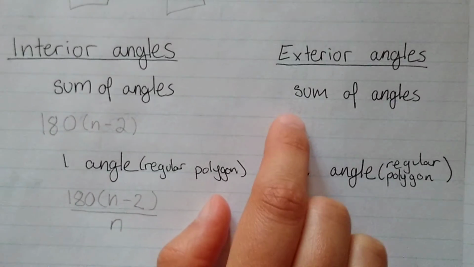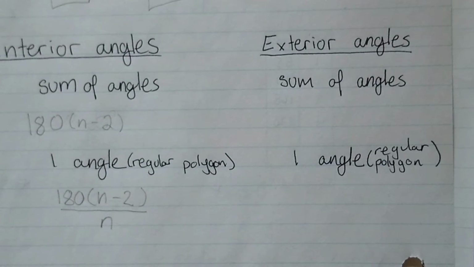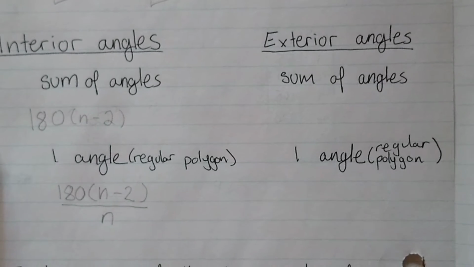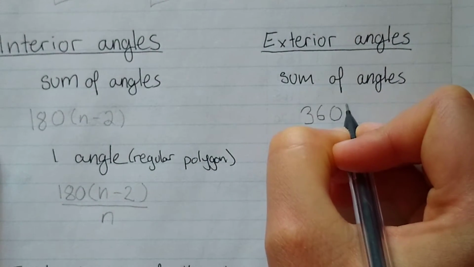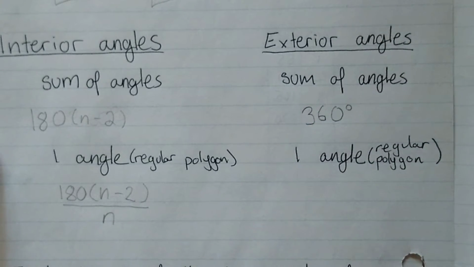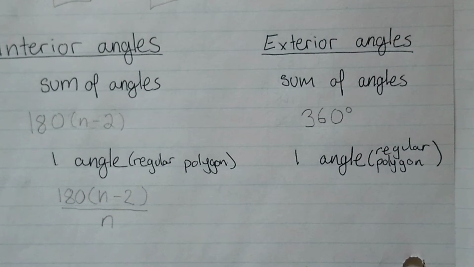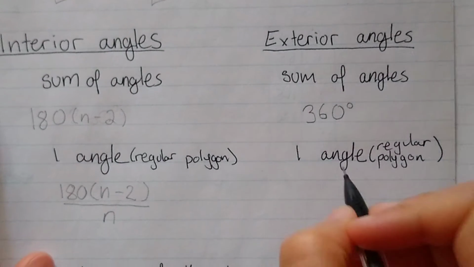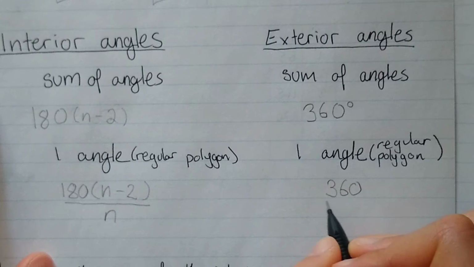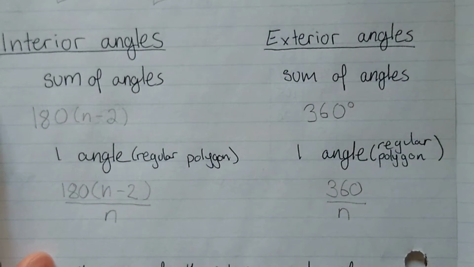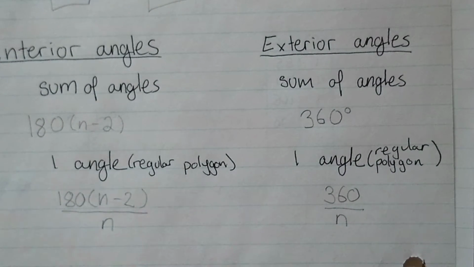Now, for the exterior angles of a polygon, they are always going to add up to 360 degrees. And we saw this with triangles and with quadrilaterals. And for a regular polygon, so all sides equal, all angles equal, to find one of those exterior angles, you just take your 360 and you divide it by n, so by the number of sides. So we're going to use these formulas to solve a few problems.